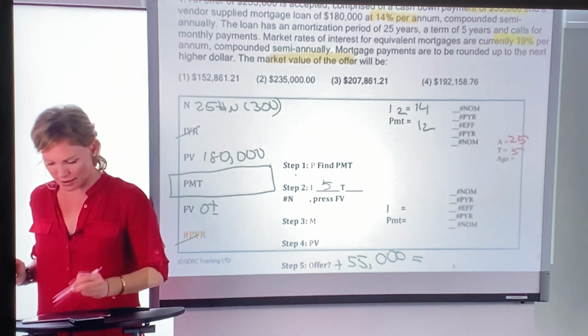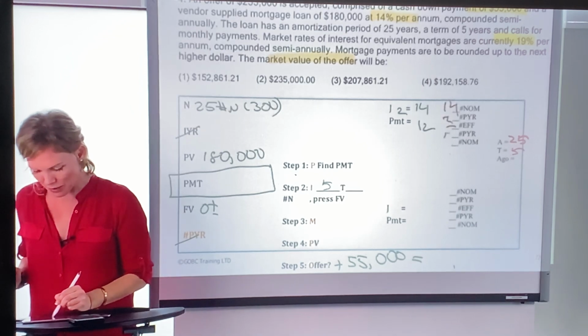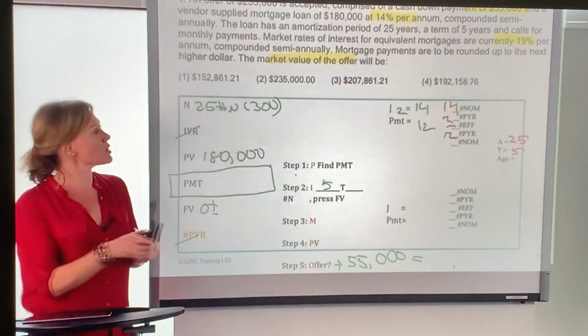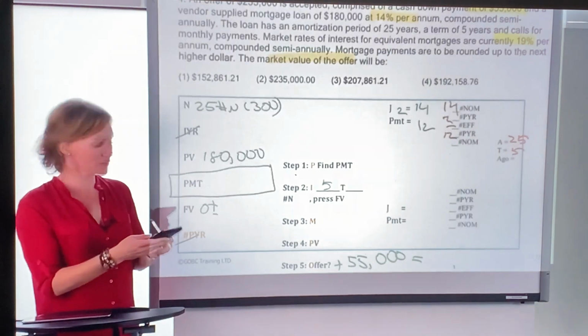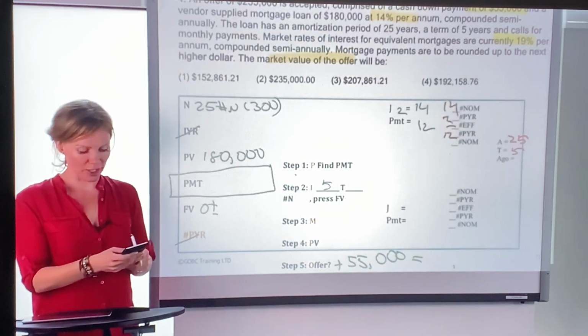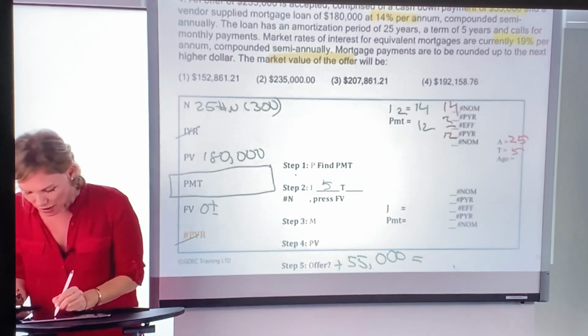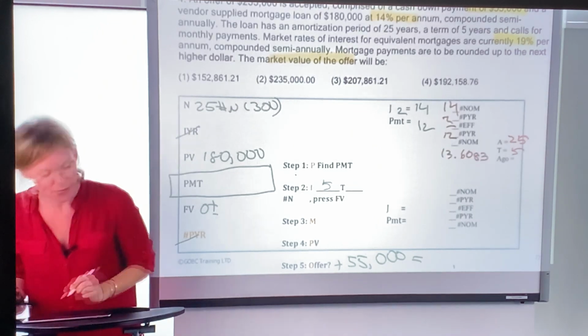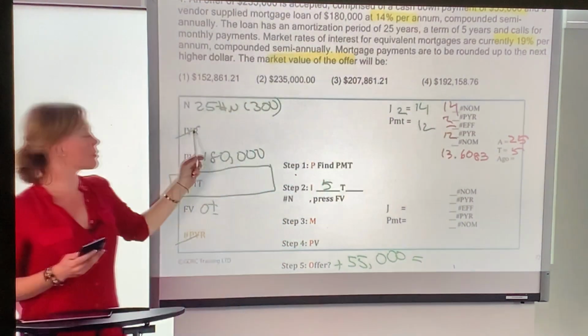Okay, so let's do this now. Let's do the interest conversion first. Let's do the conversion. Should be nice and close to 14, so it should be 13 point something. You guys ready? Okay, let's do it together. So 14 shift NOM, 2 shift P/YR shift EFF, 12 shift P/YR shift NOM. Did you get 13.6083? Okay, nice and close. So that's done. That's when we cross off your I/YR, P/YR.